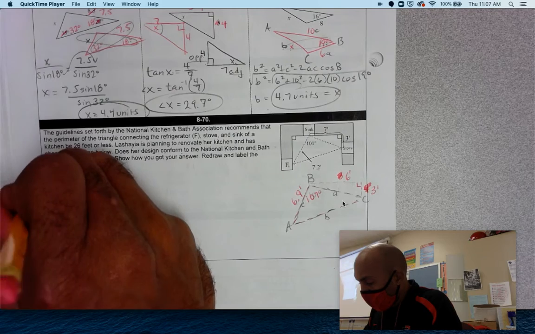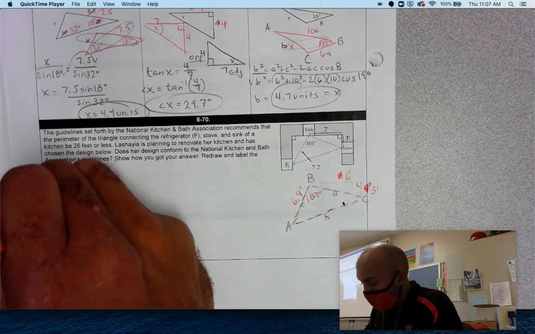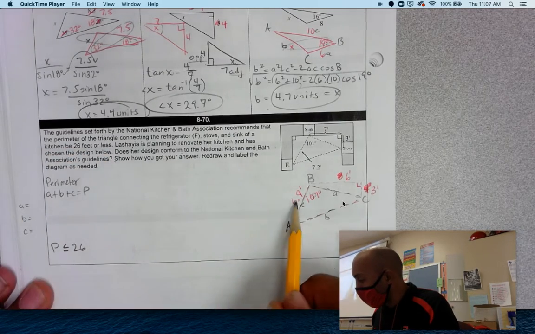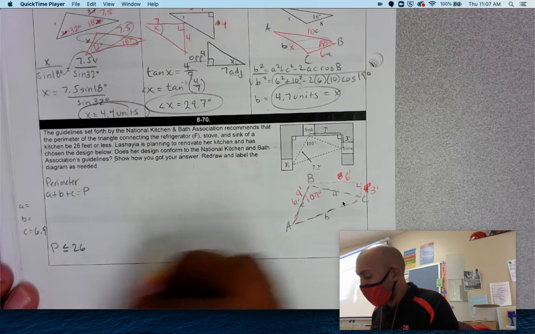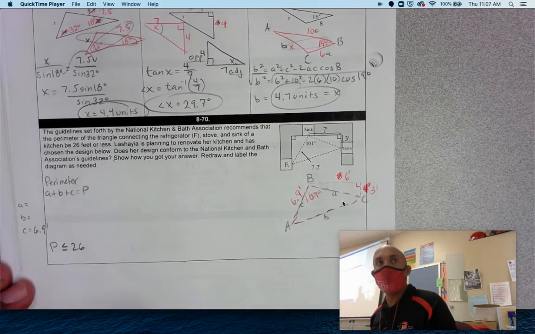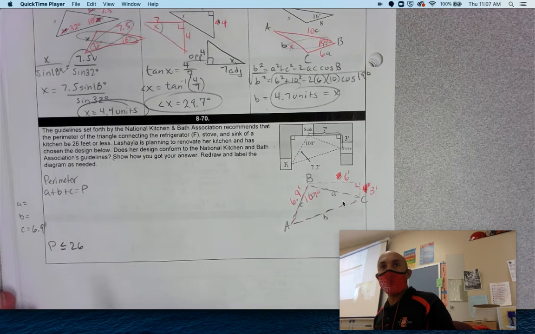All right, so what do we know? Let's write that down first. Do we know A, B, or C? We know C: 6.9. And remember the little tick mark, if it's just one, that means feet. So 6.9 feet. So we need to find A and B.